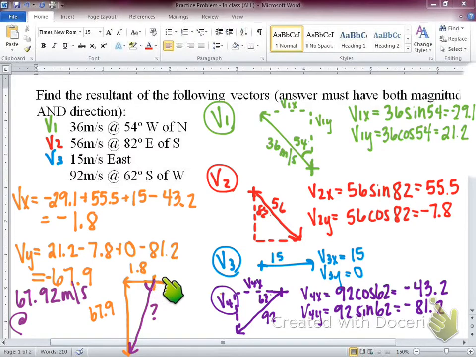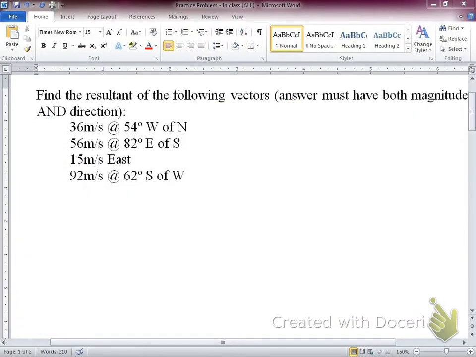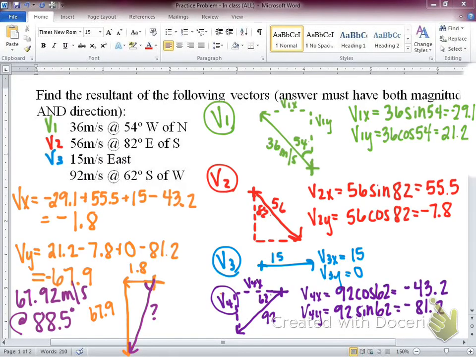How do we go about finding this angle right here? Inverse tangent. Good, inverse tangent. So I'm going to take inverse tangent of opposite over adjacent. So inverse tangent of 67.9 divided by 1.8. And I get 88.5 degrees. Blank of blank. What is it? South of west. Good.